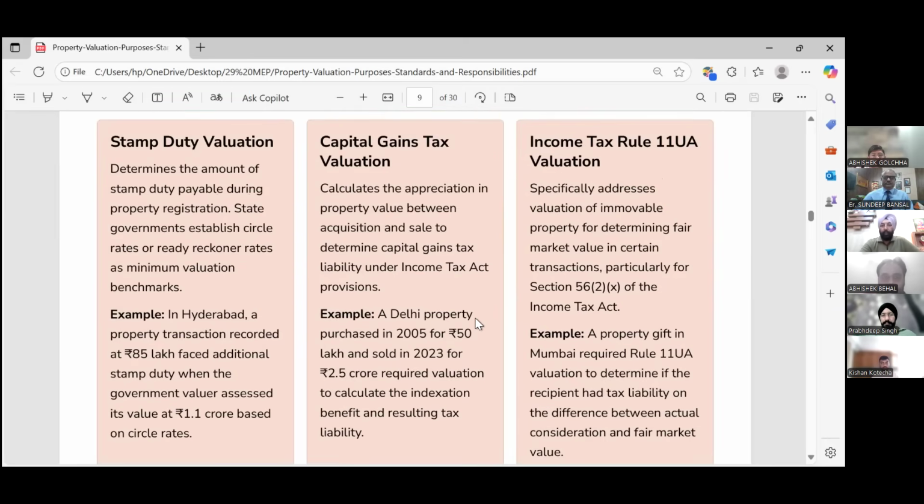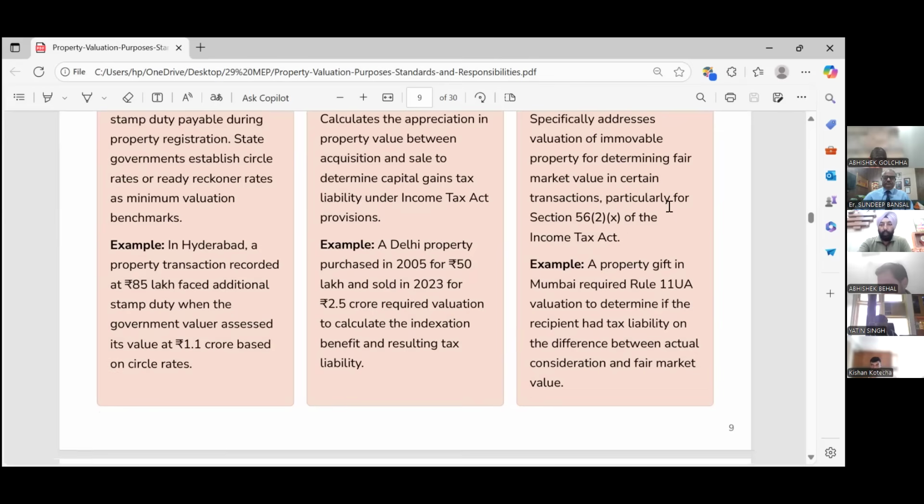And then Income Tax Rule 11UA. Here the purpose is for determining fair value, market value in certain transactions, particularly under section 56(2) of the Income Tax Act. So this thing will be clear to you. A property gift in Mumbai required a Rule 11UA valuation to determine if the recipient had a tax liability on the difference between actual consideration and fair market value.